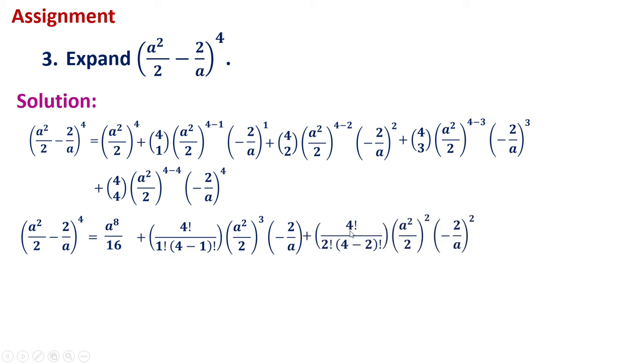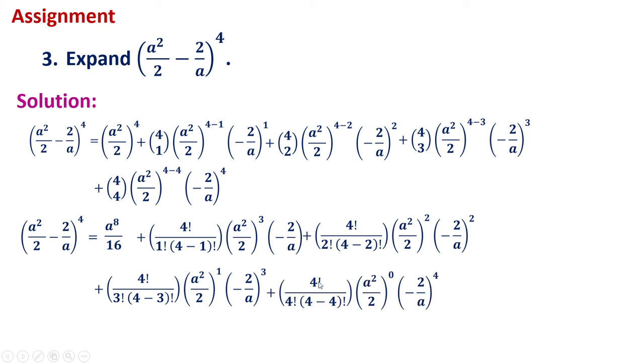Next, 4 factorial over 2 factorial multiplied by 4 minus 2 factorial. So, a squared over 2 raised squared. Kasi 4 minus 2 is 2. So, negative 2 over a squared. Next, 4 factorial over 3 factorial, 3 minus 3 factorial multiplied by a squared over 2 raised to 1. And then negative 2 over a raised to cube.